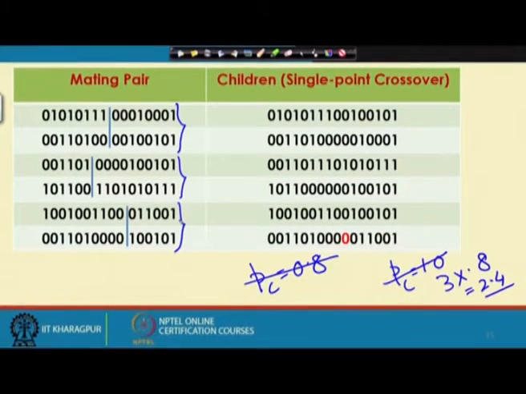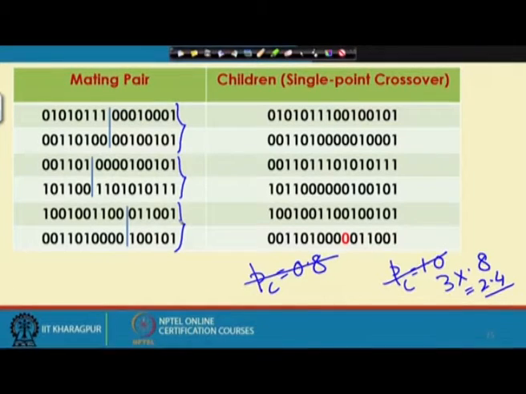So, this coin tossing actually we will have to implement with the help of a random number generator. Now, this random number generator is going to generate a number lying between 0 and 1. Now, if it can generate a number which is less than or equal to 0.8, that is a success, as if head has come through this particular coin tossing, and if it is a success, then this particular mating pair is going to participate in crossover.